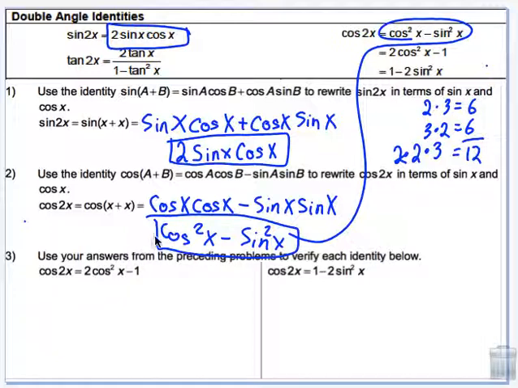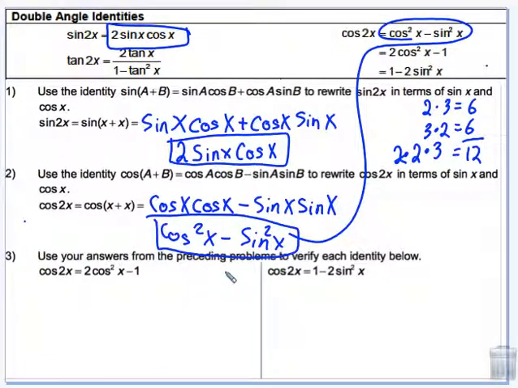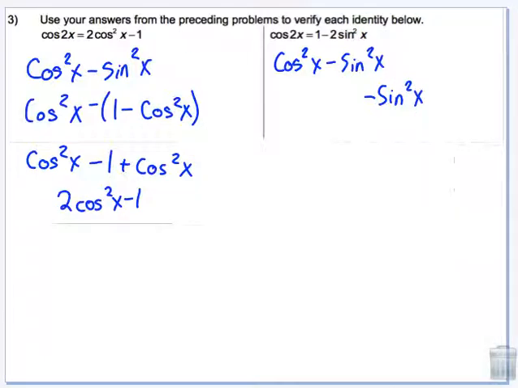Problem number 3 has you using this answer that you got right here and using it to get the other 2 answers. So let's look at this page. I started with my answer for number 2, the cosine squared x minus sine squared x. And this time I want to change it so that I only have cosine in the equation. So I need to get rid of this sine squared x. If you look on your identity chart, because this is squared, look at your Pythagorean identities, and you'll find that you can replace sine squared x with 1 minus cosine squared x.